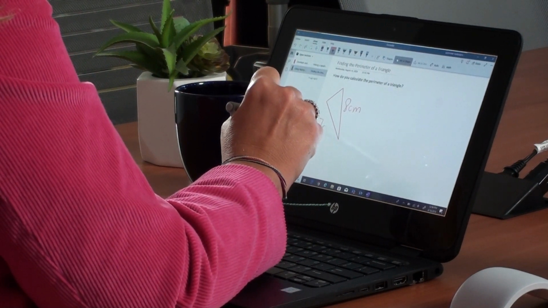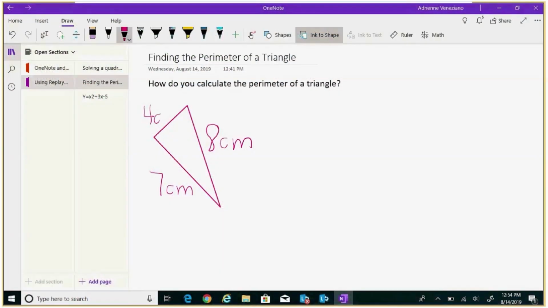and ask my students, how do you calculate the perimeter of a triangle? Well, we all know that you add all the individual sides of the triangle. Let's do that. Once again, this is showing process to my students. 8 plus 7 plus 4 is 19 centimeters. So the perimeter of this triangle is 19 centimeters.